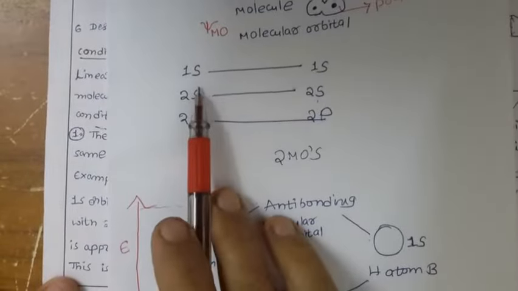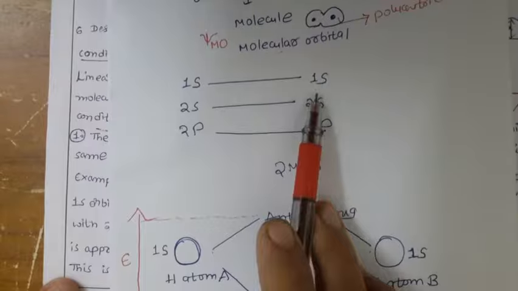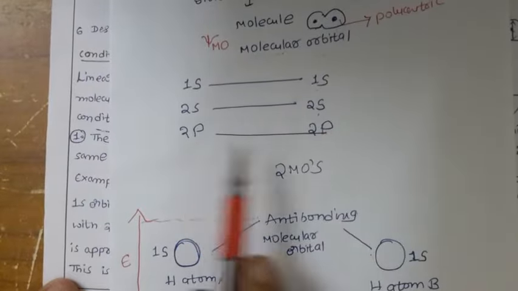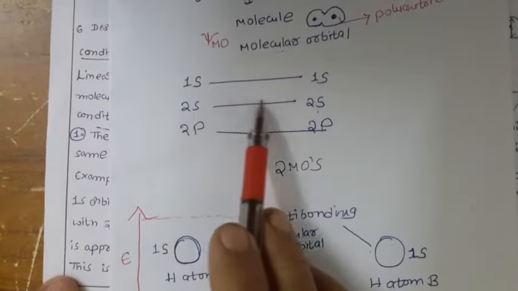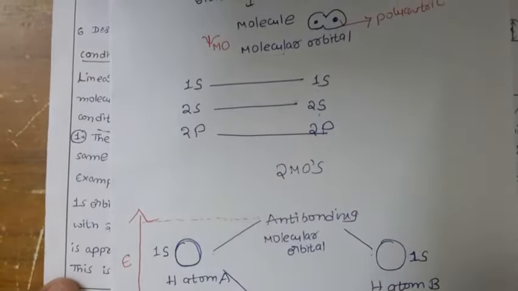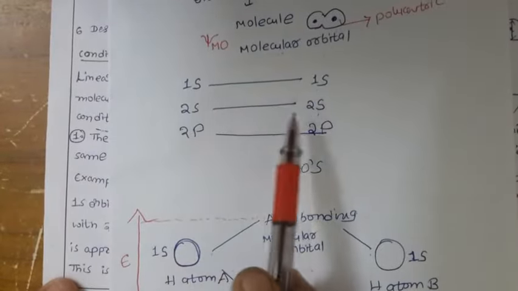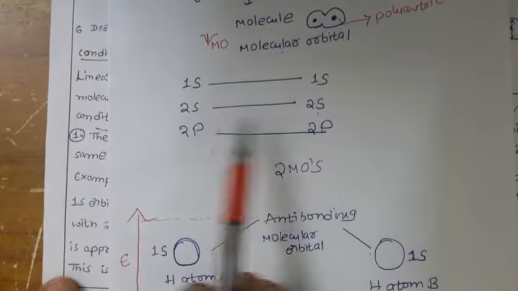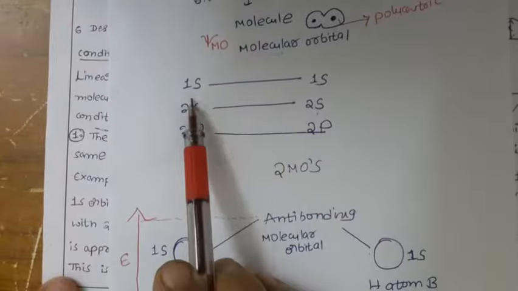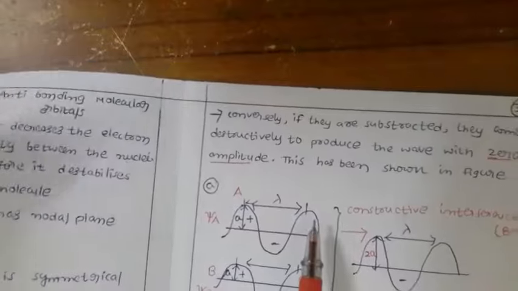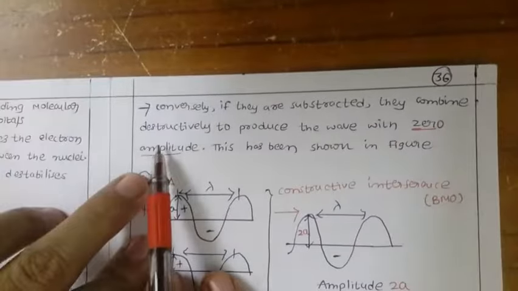Just now we discussed that the 1s atomic orbital of one atom combines only with the 1s of the other atom, and 2s combines only with the 2s, like 2p with 2p. But 1s does not mix with 2s or 2p. Why? Because only orbitals of comparable energy combine. If the energy difference is more, they do not combine together. So 1s combines with the 1s of another atomic orbital.